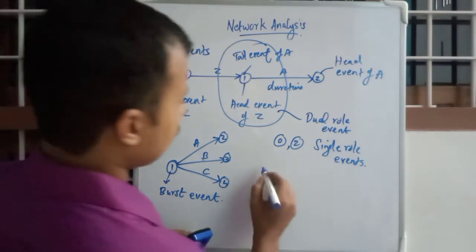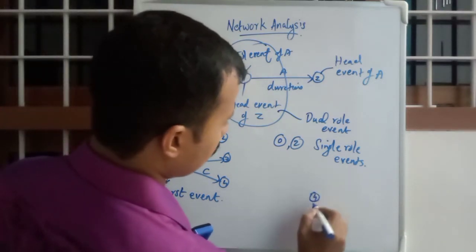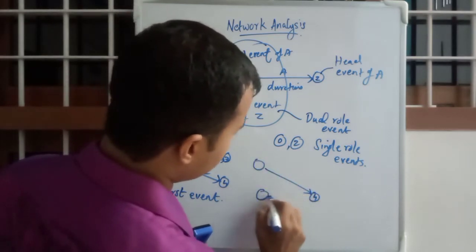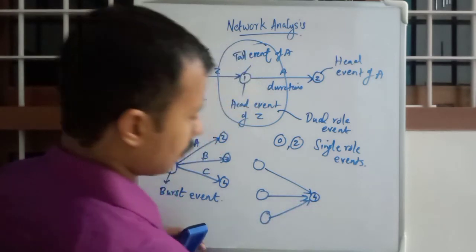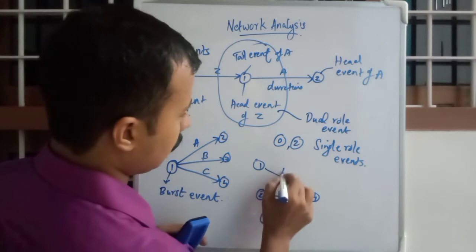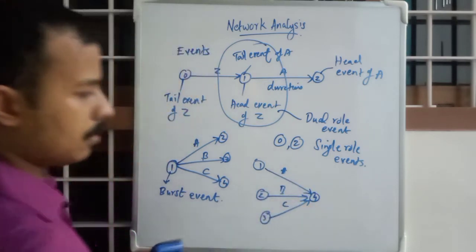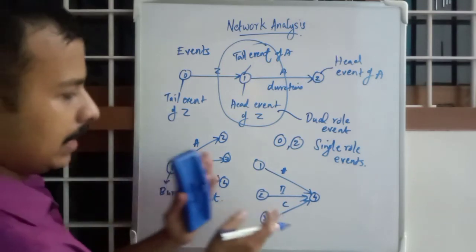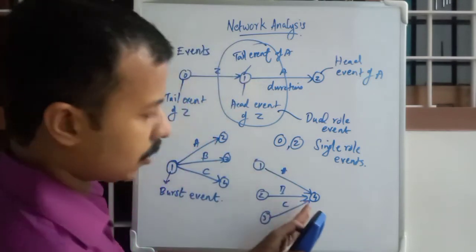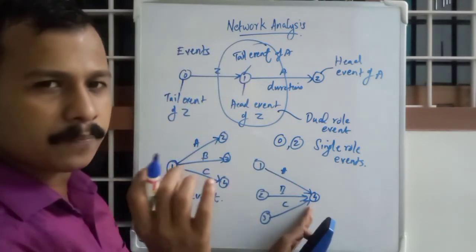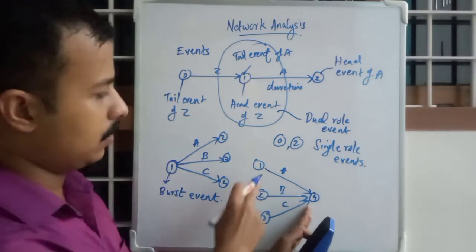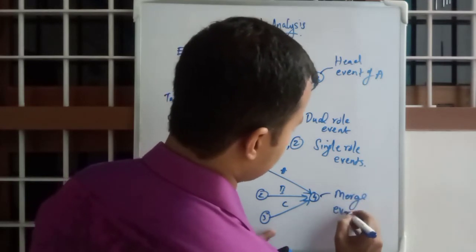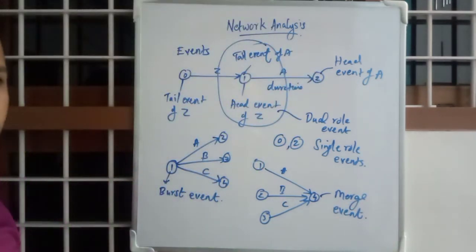Okay, similarly, if suppose another one like this, if you have a number of activities merging into a single event, whereas the earlier one is bursting out of one single event and is called a burst event. In here 3 activities are merging in, so that event 4 is the head event of 3 activities. So we will be calling it a merge event.